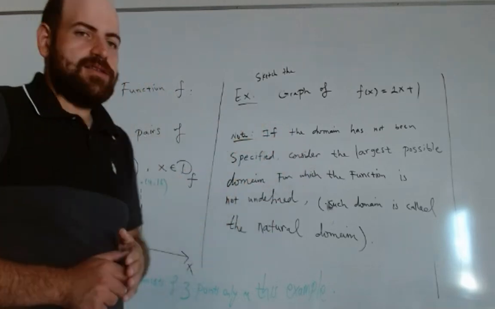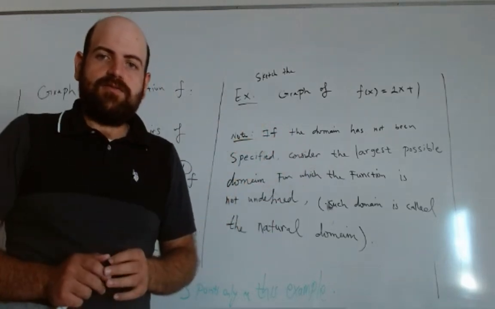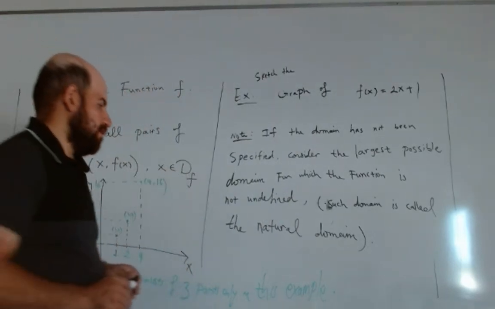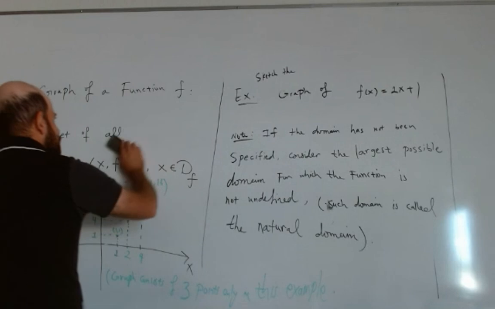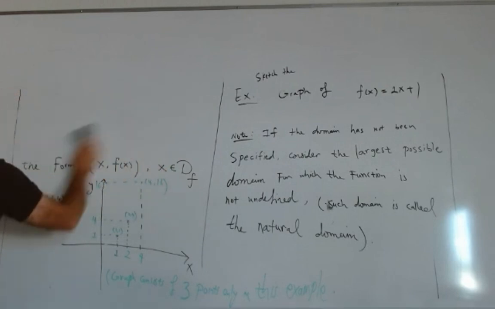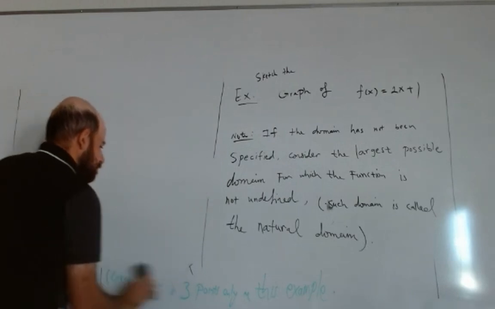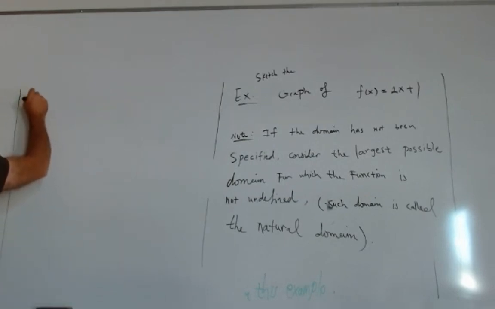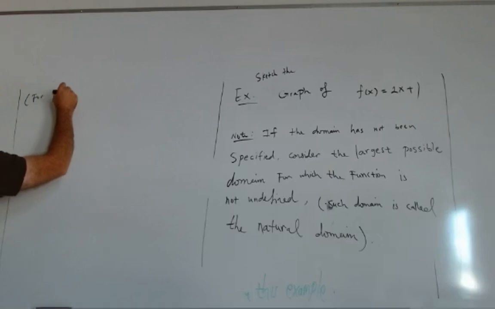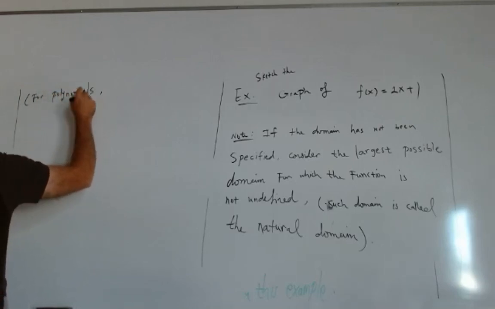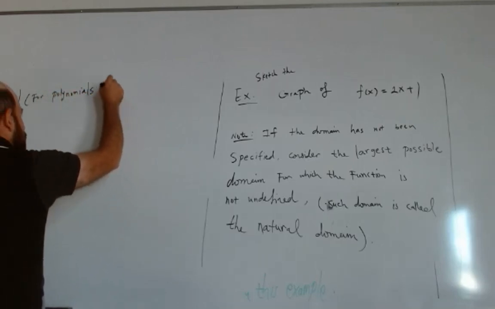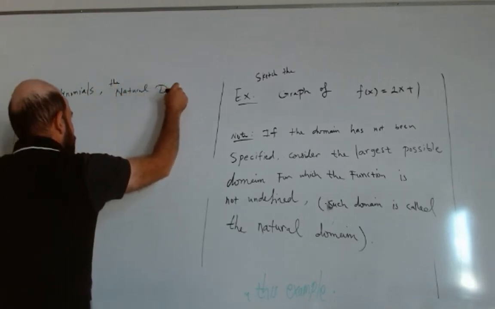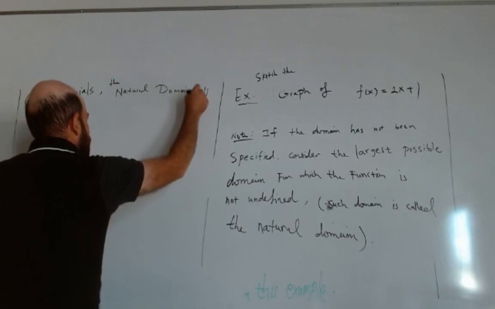And this is a linear function, the graph is a straight line. It's of course a polynomial. And like I said, for all polynomials, the natural domain is the set of all real numbers. So we can mention here that for polynomials, the natural domain is equal to the set of all real numbers.